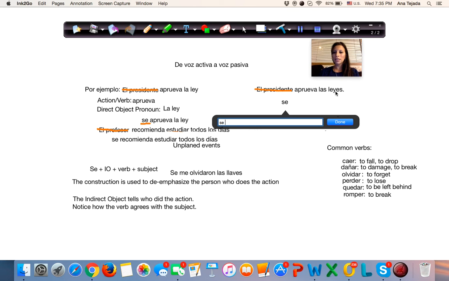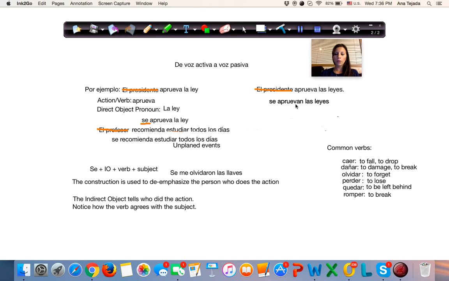So, las leyes, your direct object, is plural or singular? Muy bien, es plural. Therefore, your verb has to be plural too. Se aprueban las leyes. Se aprueban las leyes versus se aprueba la ley. Again, it's all about your subject. That's what determines whether it's going to be singular or plural.